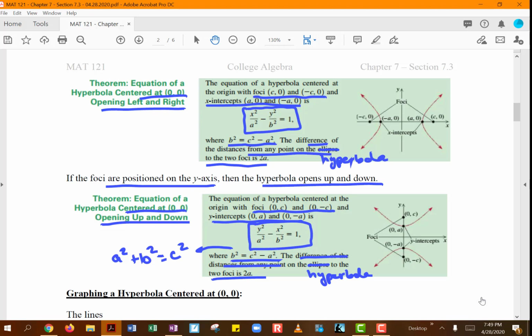Now, that's not the case with hyperbolas. With hyperbolas, as I was mentioning before, if your x squared variable is the first one in your equation, then your hyperbola is opening left and right. If y squared is the first variable in your equation, then your hyperbola is opening up and down. So it really doesn't matter where the larger denominator is. And whichever denominator is underneath the x and the y variables, those will be your x and y intercepts respectively based on that variable.